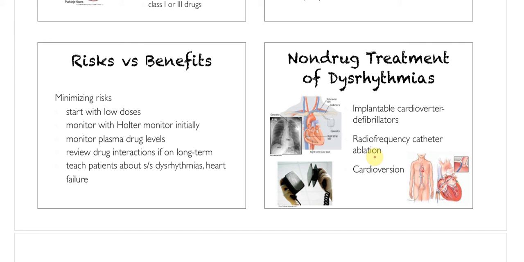We can also have ablation of a portion of the heart that is causing a dysrhythmia, that would often be associated with atrial fibrillation, Wolff-Parkinson-White syndrome, maybe atrial flutter, anything where this sort of extra loop pathway in the heart exists to make the heart just go that much faster, especially in the atria. And then, of course, as we talked about earlier, we also always have the potential of cardioversion.